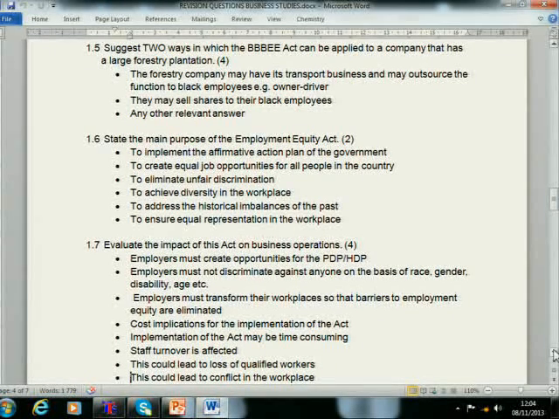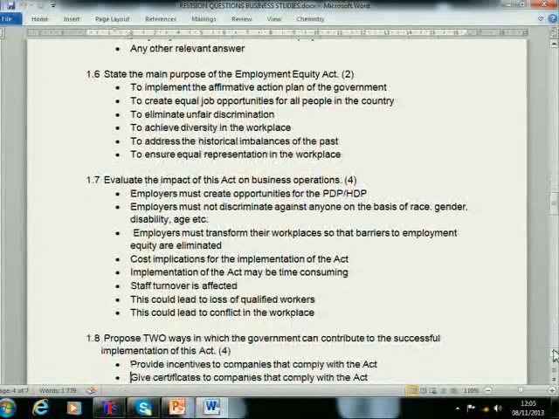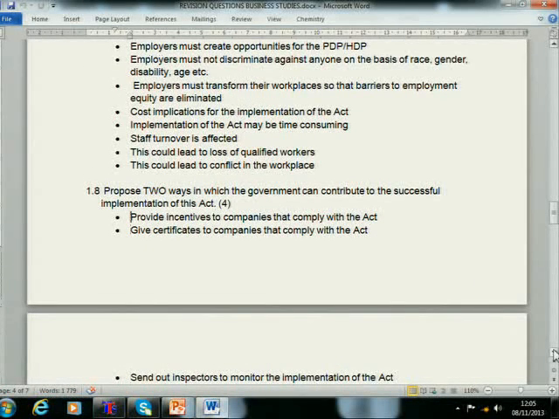This also could lead to conflict in the workplace, especially if it's not applied appropriately, wherein people without skills would be preferred over people who have skills. So this is just an example of that.